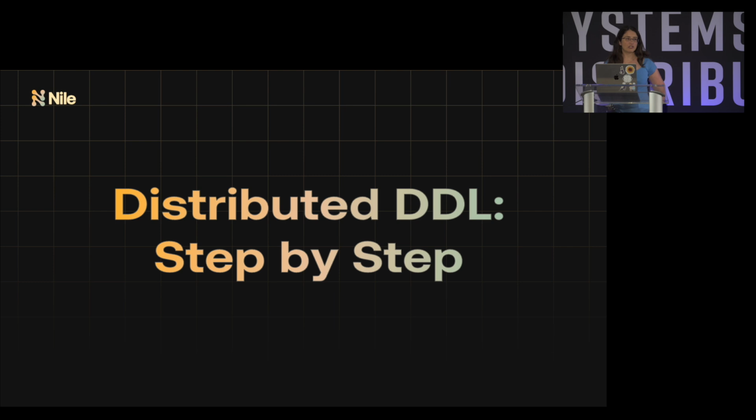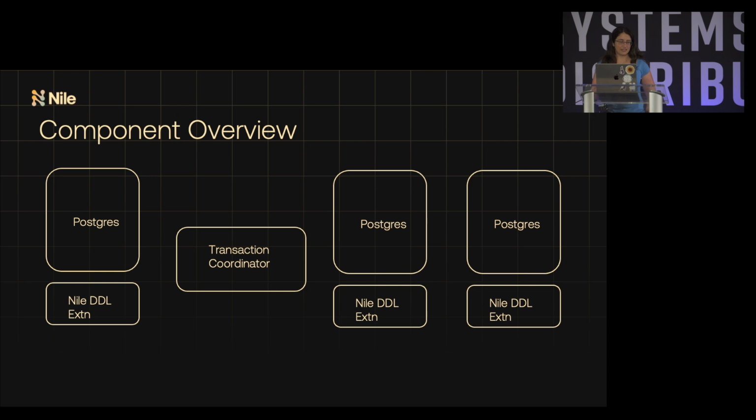So let's start with just how we do it, step by step. If you ever wanted to write a Postgres extension, you're also going to get right now a quick introduction on writing Postgres extensions. So the components we have in the system: we have Postgres, a bunch of them. And then we have the Nile DDL extension. This is the part that we do that plugs into Postgres. And in addition to those, we have a transaction coordinator. This is the thing that is responsible for managing distributed transactions.